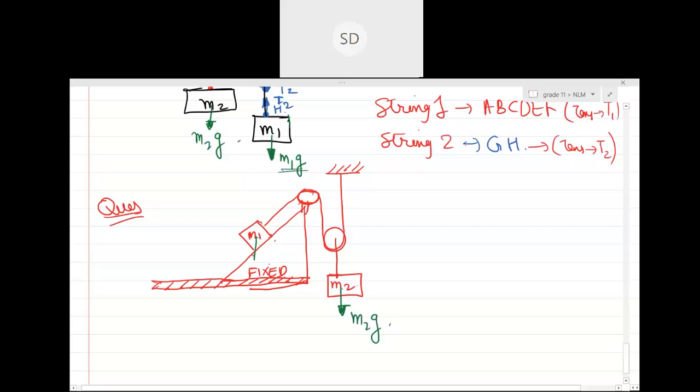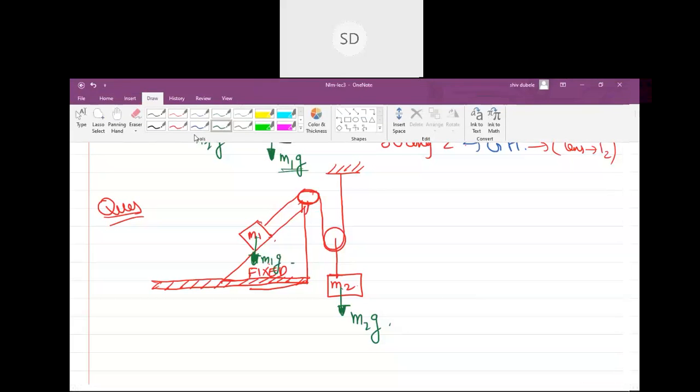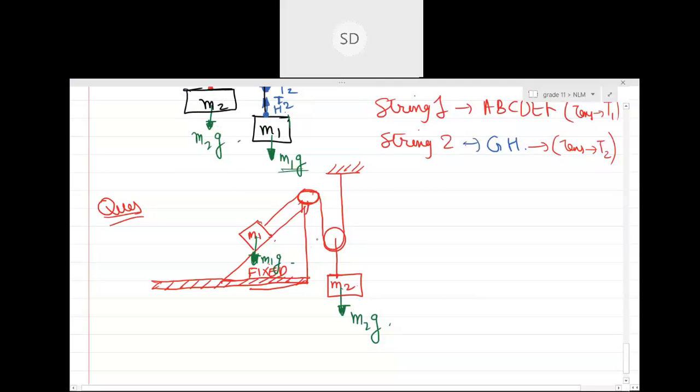M2g, M1g. Okay, this is the first force. Now what was the second force? The normal reaction, right? So what was the normal reaction? The normal reaction was, can you see the contact?